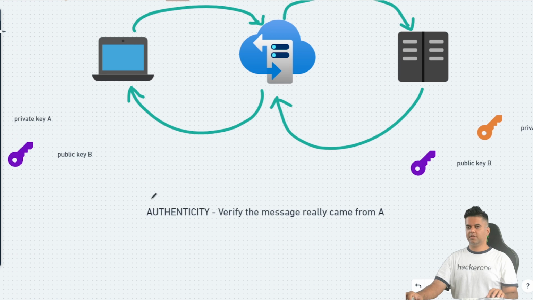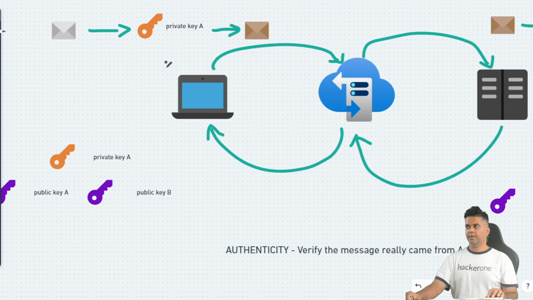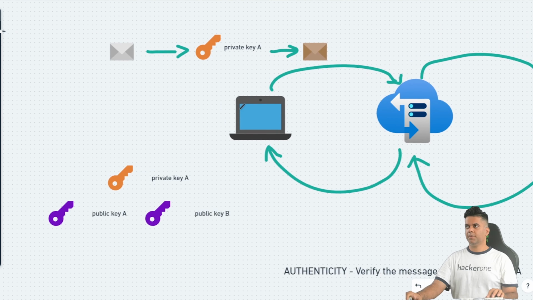So apart from encryption, you can also do something called an authenticity check using RSA or asymmetric encryption, which is to verify that the messages really came from A. So how do you do that? At the user side, you have a private key, you have the public key A, and you also have the public key B. So it's important to remember that.